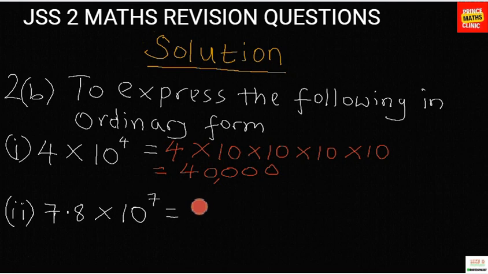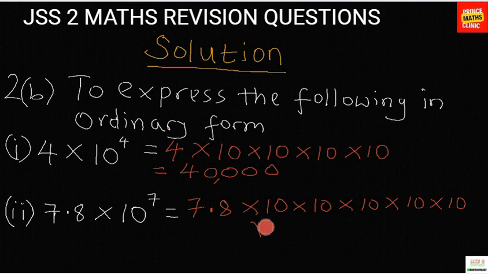Then in this one, you have 7.8, right? Times 10 to the power of 7. You write 10 7 times: 1, 2, 3, 4, 5, 6, and 7.